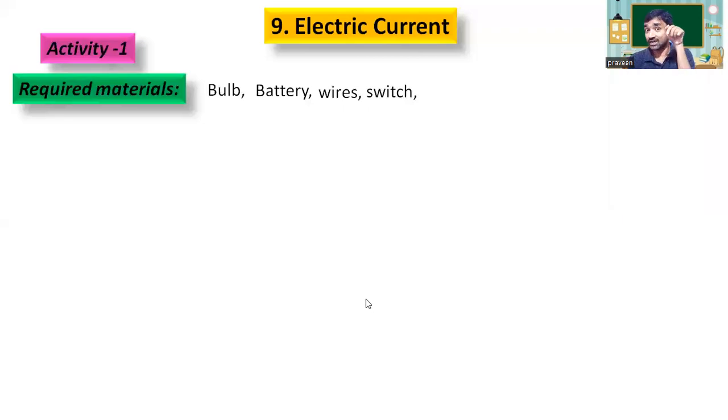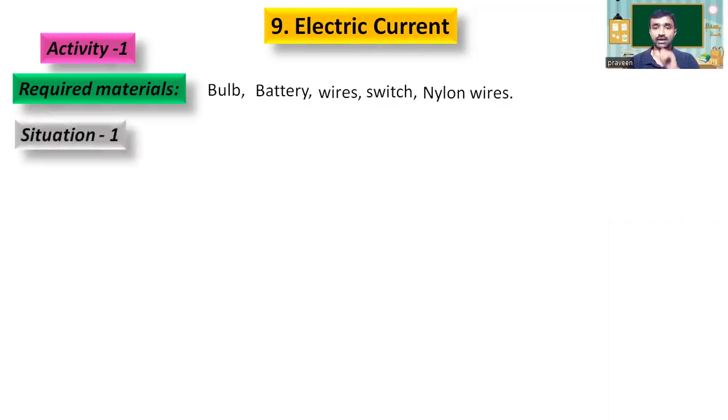But here, what I am trying to understand from this activity is this: I asked one question before starting this activity. What is that question? Does motion of charge always lead to electric current or not? So for this, I am going to use copper wires as well as nylon wires.